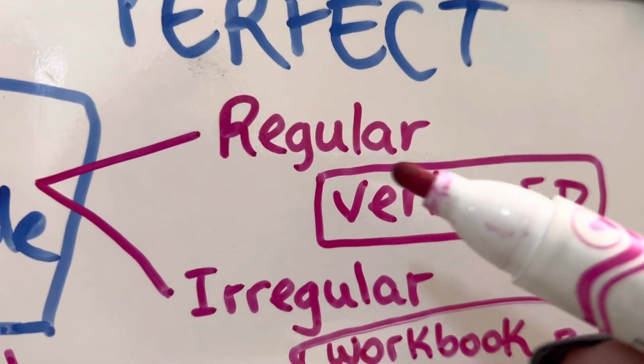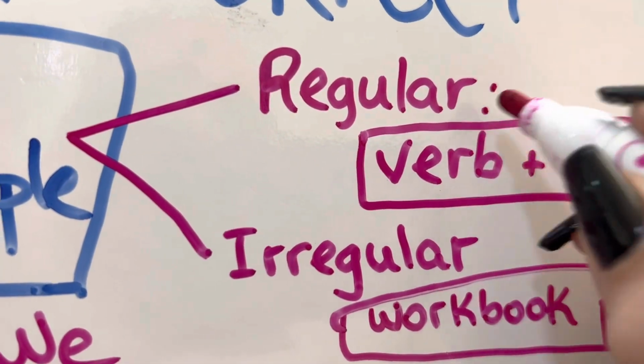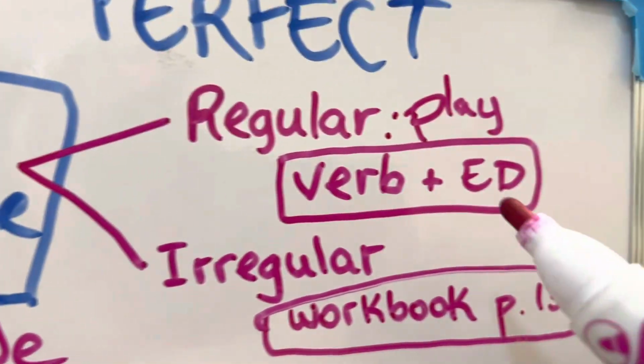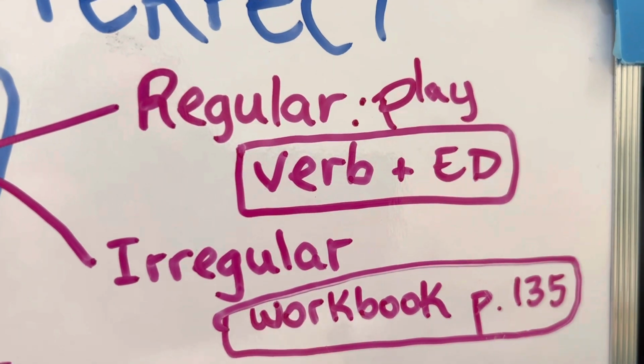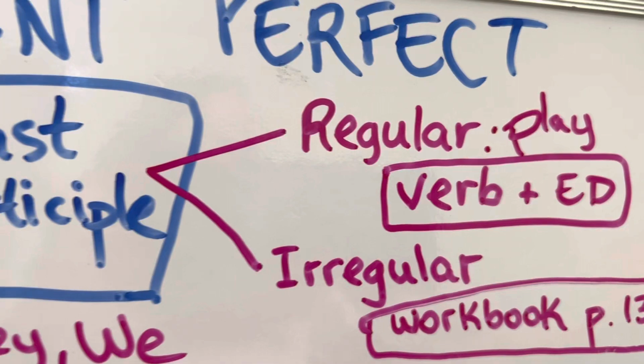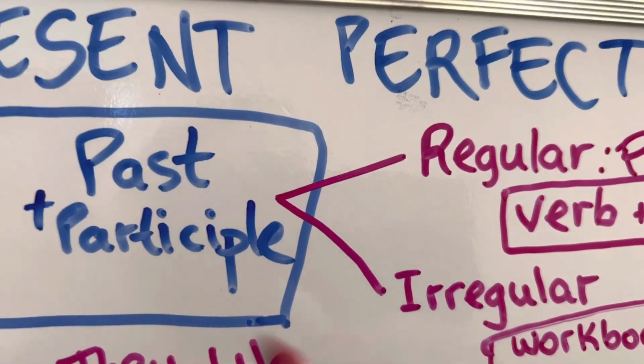If a verb is regular, for example, play or watch, what do we do? We put ed at the end of the verb. So play becomes played. And that is the past participle.